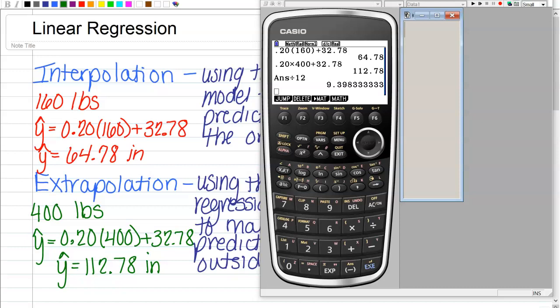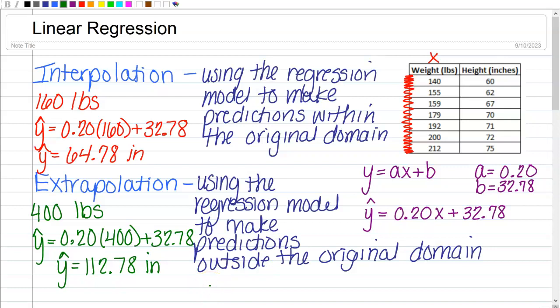And the reason that's happening is because our regression model is only built to make predictions within our original domain. Anytime we choose a value for x that's outside our original domain, the prediction made by our regression model may or may not be true. So extrapolation is not a good thing. We want to avoid using extrapolation at all costs because we don't know whether or not our answer will be accurate.